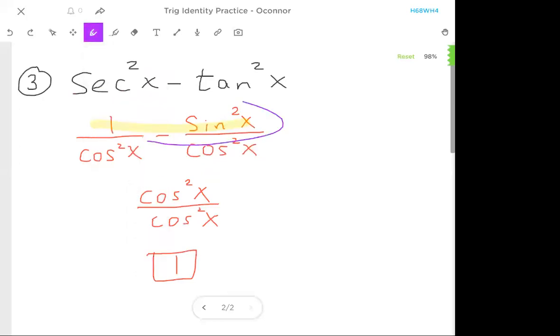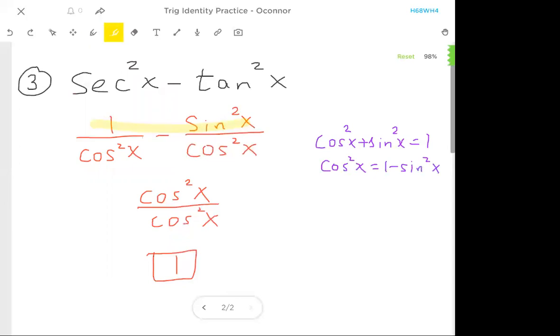So remember, again, here I'm using that rule. We know that cosine squared plus sine squared equals 1. So if I move that over, I know that cosine squared is equal to 1 minus sine squared x. So since I have 1 minus sine squared x, I can replace that with cosine squared. I took 1 minus sine squared and replaced it with cosine squared.